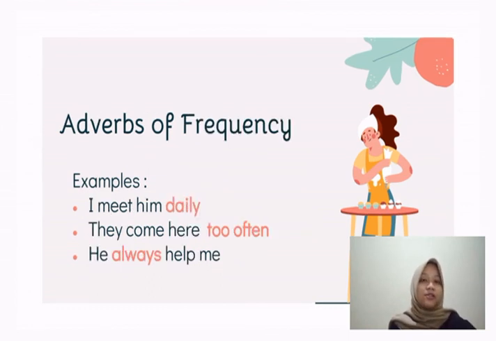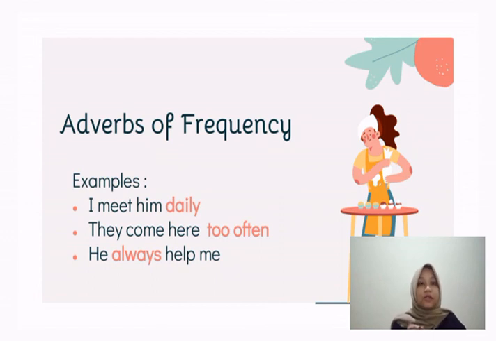And the last one is adverb of frequency. This adverb tells about how often or how many times an action occurs, and it gives an idea about the frequency of occurrence of an action. And the examples of these adverbs are like often, sometimes, usually, frequently, seldom, daily, again and again, generally, occasionally, never, and the others.